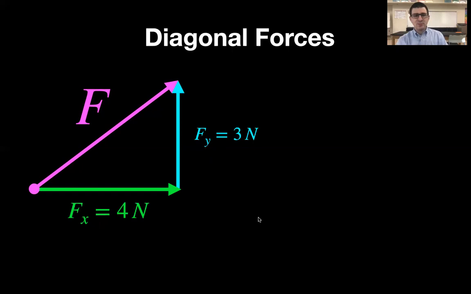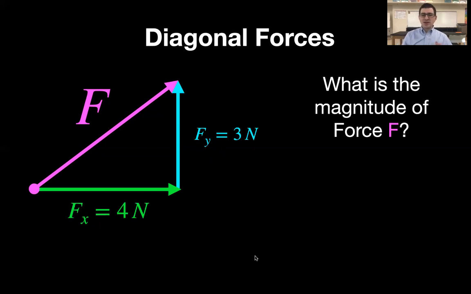And so let's say we're given the problem that the horizontal component is 4 newtons and the vertical component is 3 newtons. And then we're asked, what is the magnitude of force F? So we're basically asking, how long is this pink arrow, if we know that it goes 4 to the right and it goes 3 up? Well, a lot of people are tempted to say that the answer is going to be 4 plus 3, 7 newtons, which would be true if these two arrows were pointing in the same direction. We could just add them together.